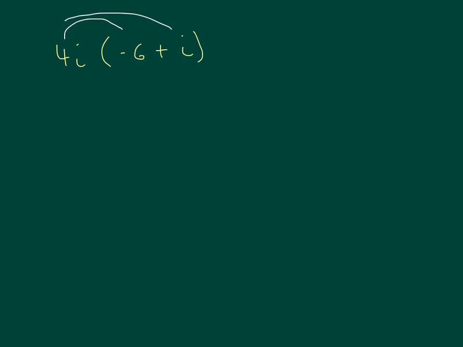Negative 4i times a negative 6 is going to be a negative 4 times 6 is 24i. And then 4i times positive i is positive 4i times i is i squared.